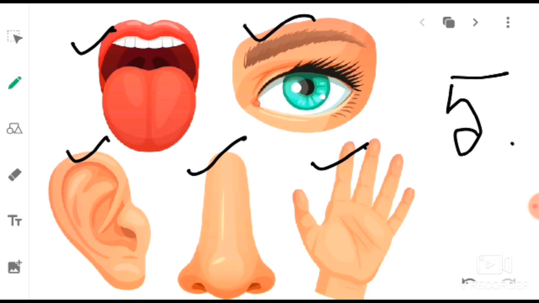So you all have learned about the sense organs. Now you practice at home and learn the spellings.